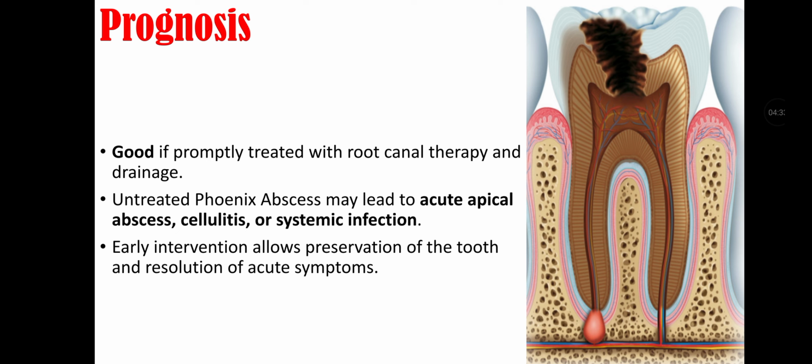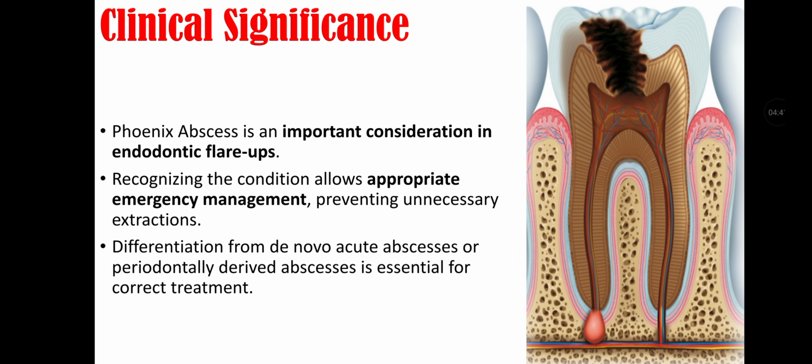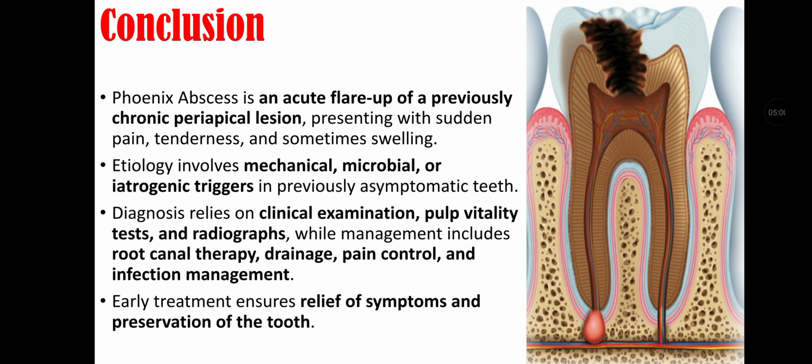Untreated Phoenix abscess may lead to acute apical abscess, cellulitis, or systemic infection. Early intervention allows preservation of the tooth and resolution of acute symptoms. Clinical significance is that Phoenix abscess is an important consideration in endodontic flare-ups. Recognizing the condition allows appropriate emergency management, preventing unnecessary extraction, and differentiation from de novo acute abscesses or periodontally derived abscesses is essential for correct treatment.